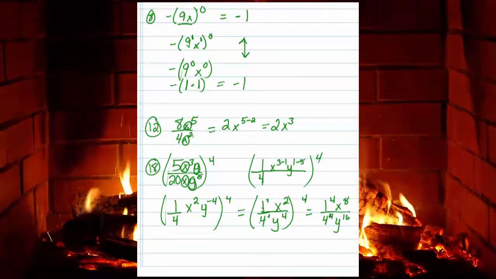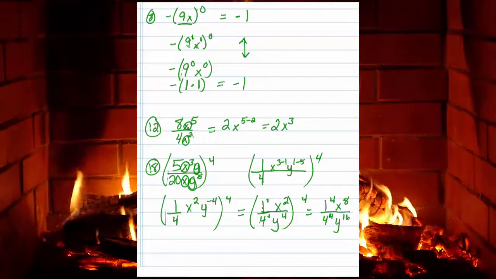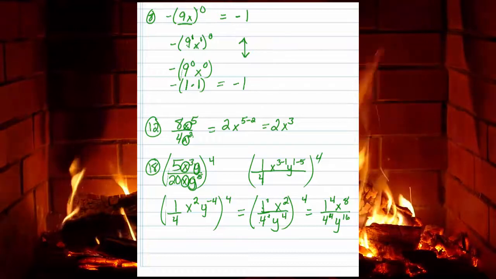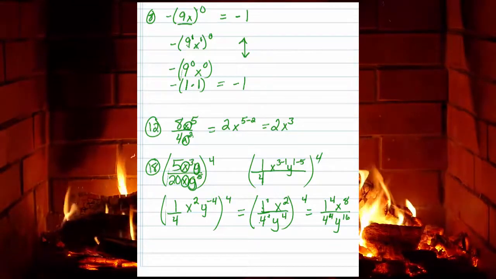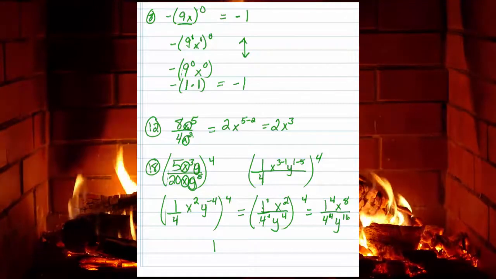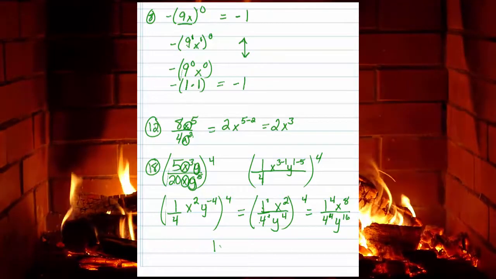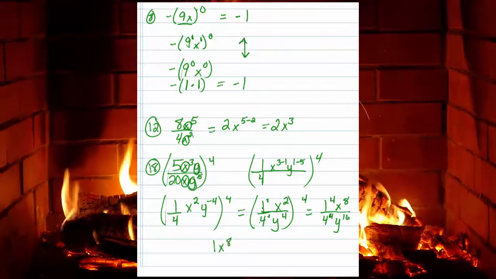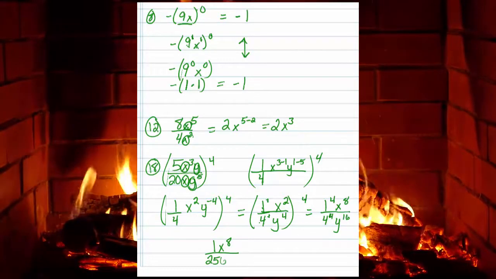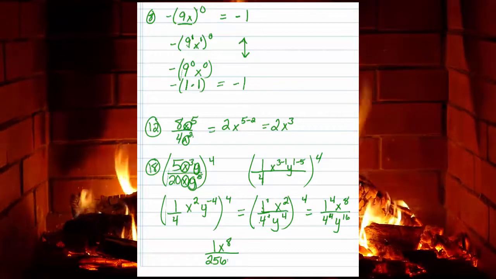And now I see a 4 to the 4th power, so we're going to clean that up. And we will end up with 1 to the 4th power, which is 1. x to the 8th over 256 y to the 16th power.